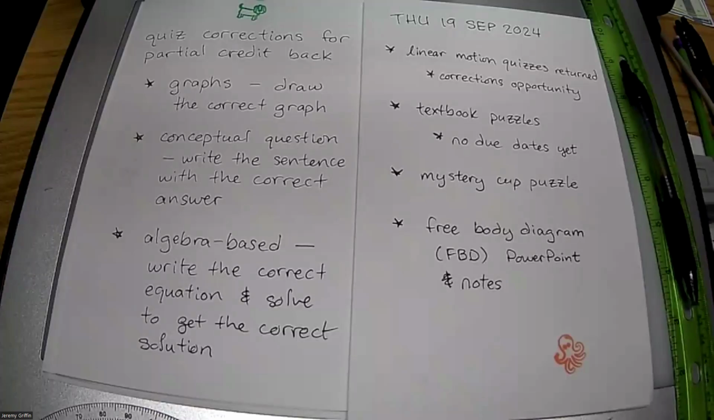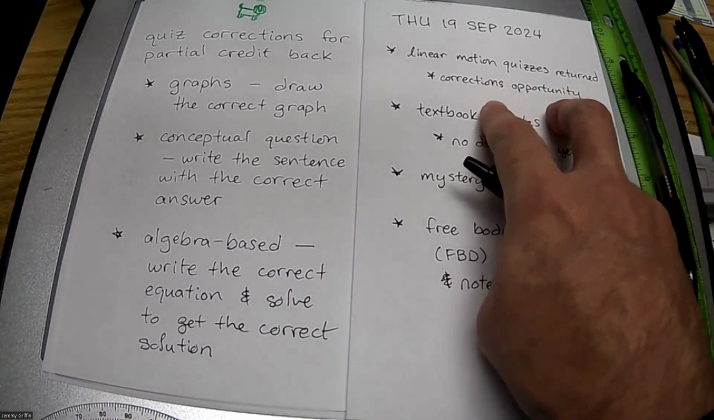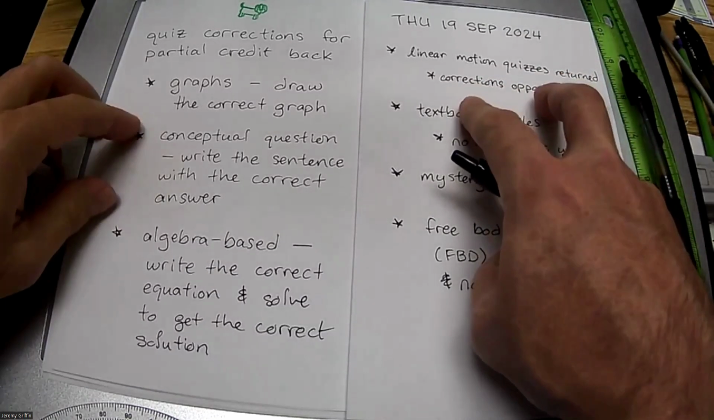All right, recording is rolling. It is Thursday, September 19th. You guys have back your linear motion quizzes. So real fast on those, let's get corrections opportunity.